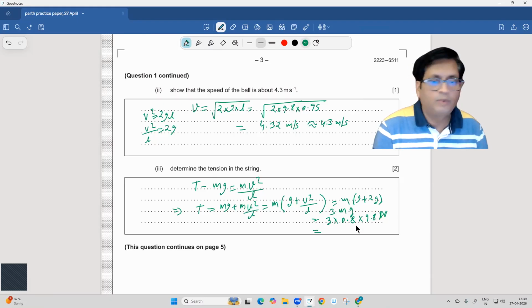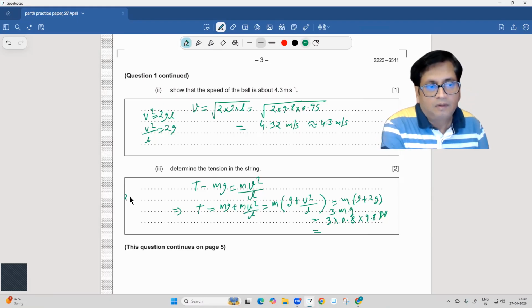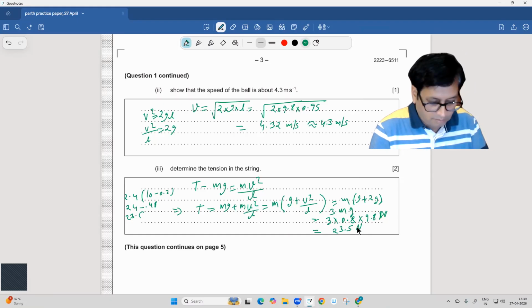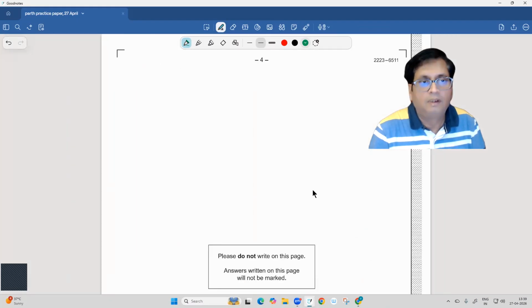And you can calculate it, right? That will be the answer. 2.4 into 9.8 is like 24 minus 0.48, so 23.5. Cool? That's all.